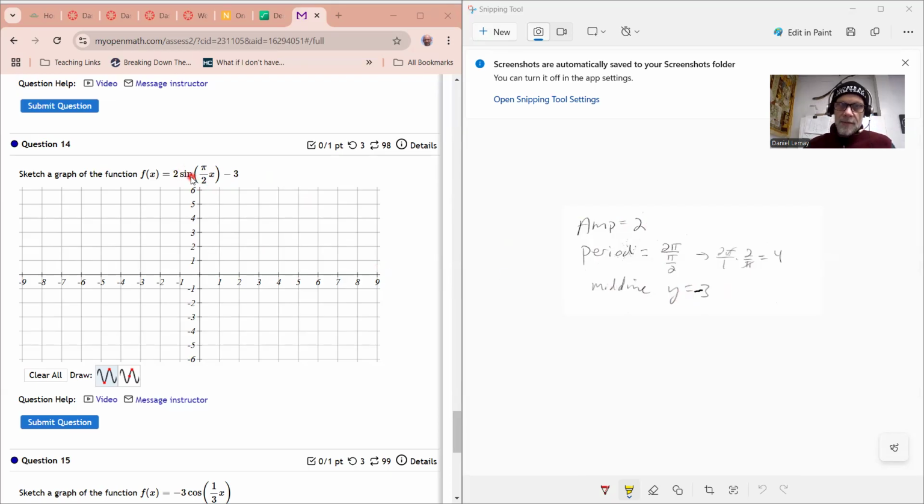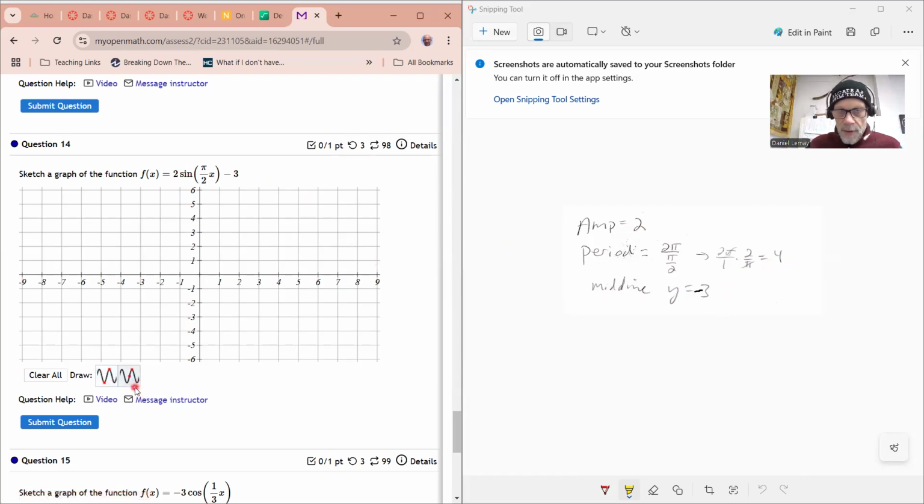know sine graphs have a period of 2 pi. So I took 2 pi divided by b, and I rewrote it and took the reciprocal, and then of course the pi's cancel out, so that left me a period of 4. And then I get to decide, do I want to use this graphing tool here or this graphing tool here?